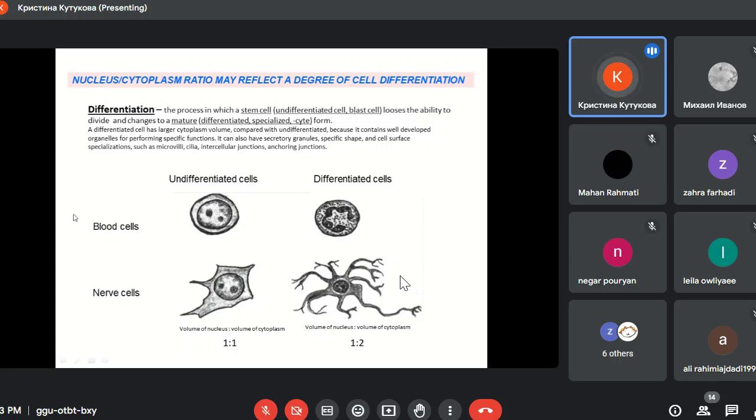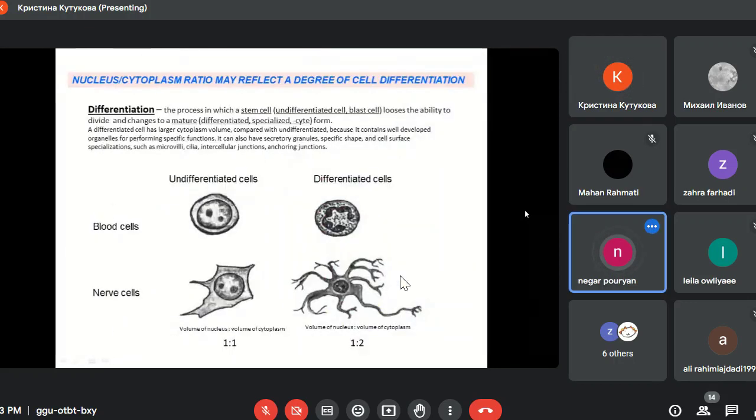And this is for blood cells. This is the neutrophil with a smaller nucleus than in undifferentiated form and a higher ratio of cytoplasm, because there are a lot of specific granules with specific substances in the cytoplasm of a mature neutrophil. The same is for a nerve cell. This is an undifferentiated cambial stem cell, and this is the mature neuron.